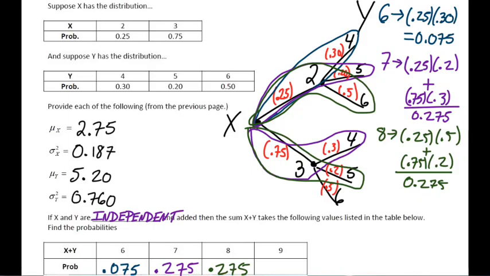And lastly, for the 9, we'll illustrate it here, but you could just subtract all these from 1 and get what's left over, and that would be your answer for 9. There's only one way to get a 9. If you go 3 from the x and 6 from the y, so that'd be 0.75 times 0.5, which is 0.375.